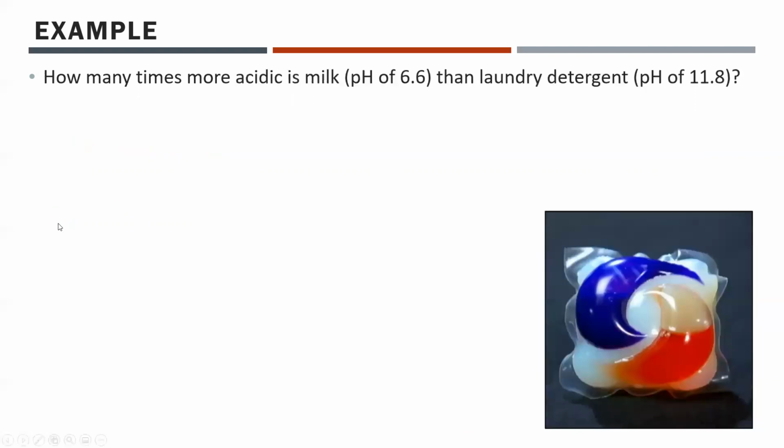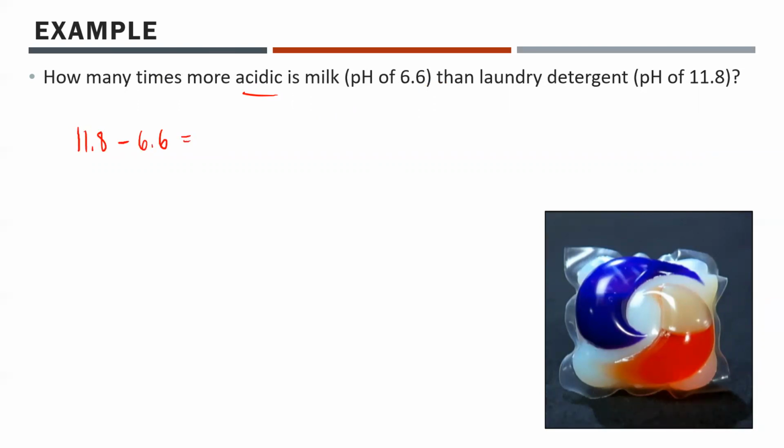That's all. What about this one? How many times more acidic is milk, which has a pH of 6.6, than laundry detergent, which has a pH of 11.8? Remember, acidic is lower on the pH scale, so the question still makes sense. So we're looking at how many times more acidic it is. Just take the difference between those two numbers. So we'll go 11.8 minus 6.6.